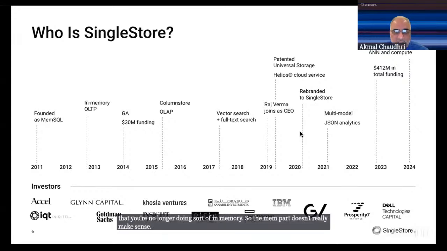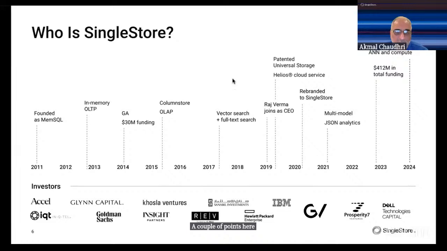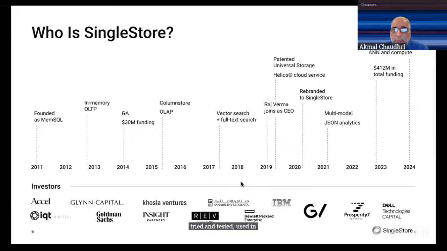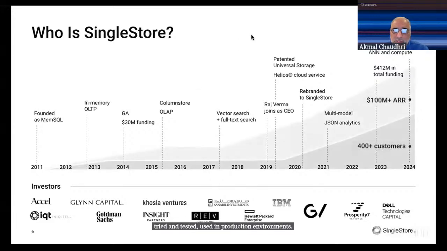A couple of points here. We'll be using the vector type today, but vector support has actually been in the product since 2017. So it's mature, tried and tested, and used in production environments. To summarize, we are a $100 million plus ARR company with over 400 global customers. Some of them you can see down below. Some of the investors are actually customers as well.